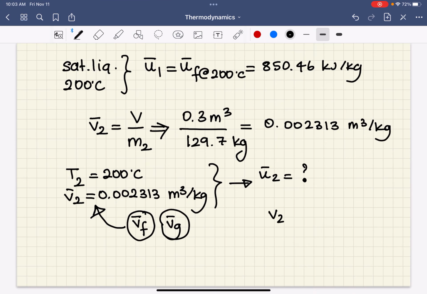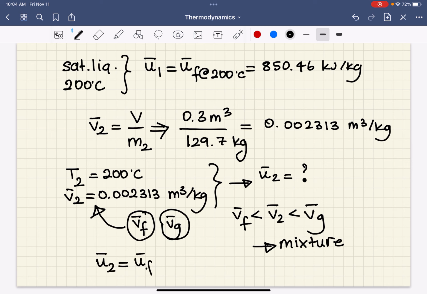So our specific volume is actually bigger than Vf and smaller than Vg. And this tells us we actually have a mixture. To be able to calculate the second state internal energy, we need to use an equation that includes the quality, okay? And that equation is this.